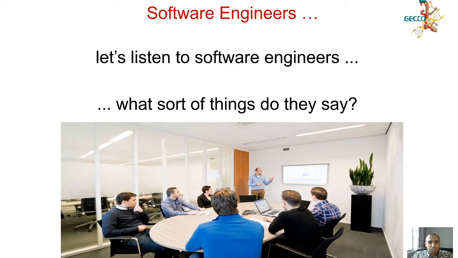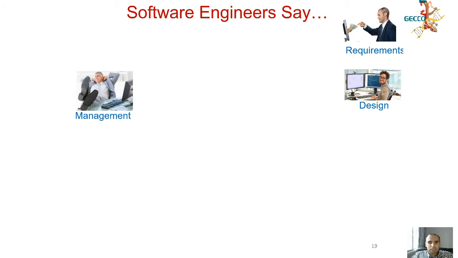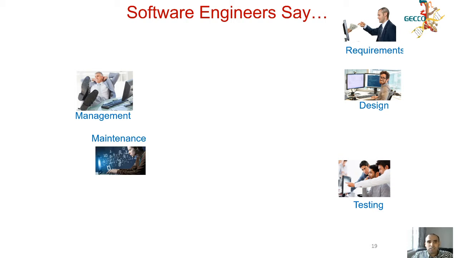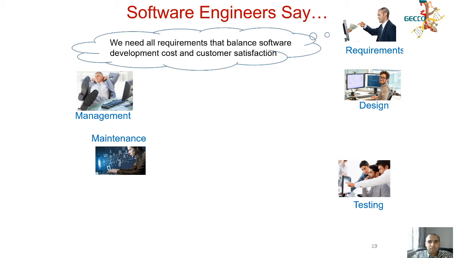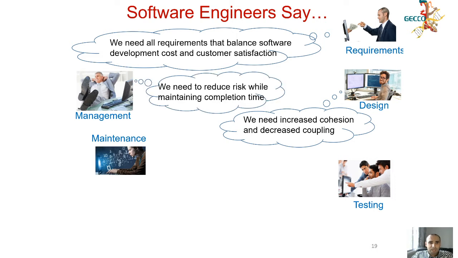So let's listen to software engineers, what kind of things they would say with these software applications and with the new modern challenges that they are facing. For example, we can listen to engineers working on requirements engineering, on design, people working on management, and people working on testing, on maintenance, and on different stages of the software development process. People from requirements would say we need to have all the requirements that balance the software development cost and the customer satisfaction. People from design would say we need to increase cohesion and decrease coupling, while people from management would say we need to reduce the risk while maintaining the completion time.